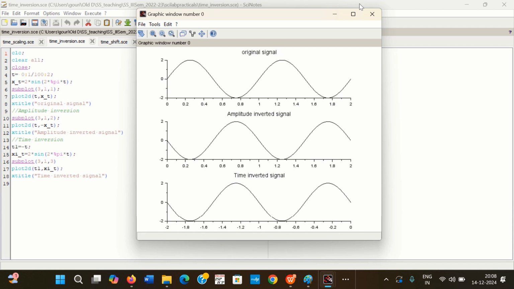So with this, I think you have got the idea or clarity about the basic operations performed on signals.